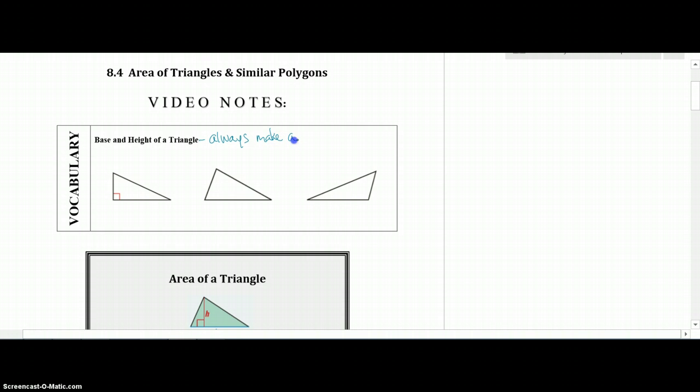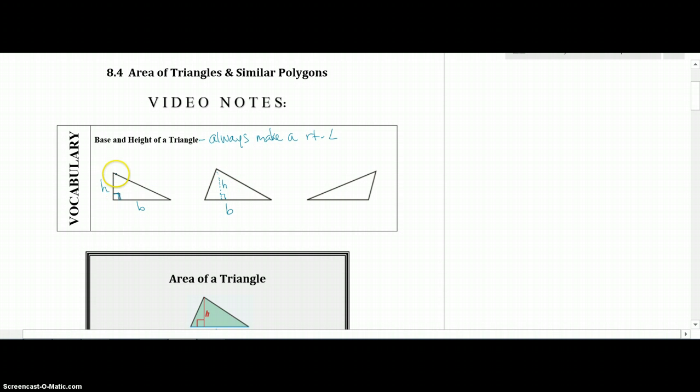So in the first example, we would have a base and a height. Notice they make this right angle right here. In the second triangle, we have a base, but we don't have a height because there's no right angle. But if we draw in here, where this would be a right angle, this is your height.